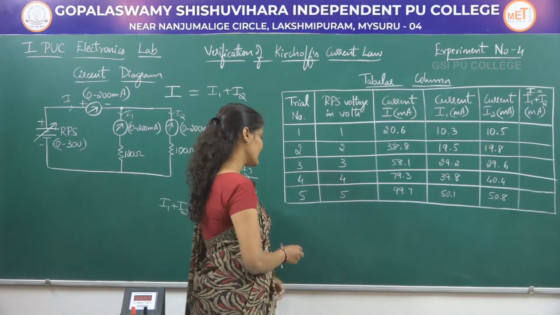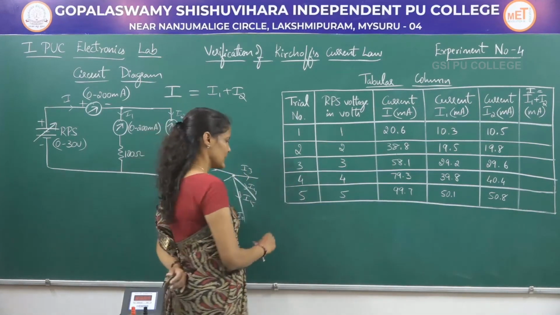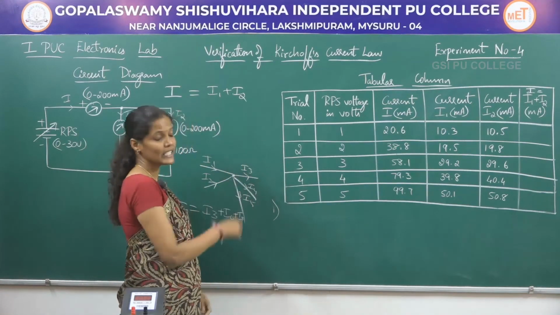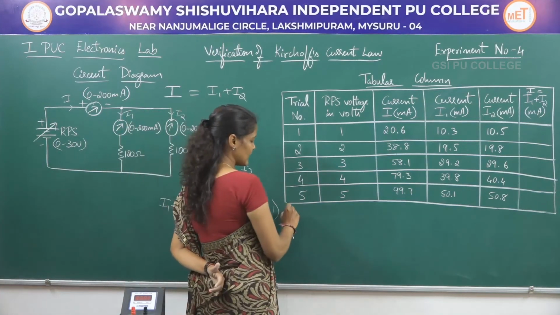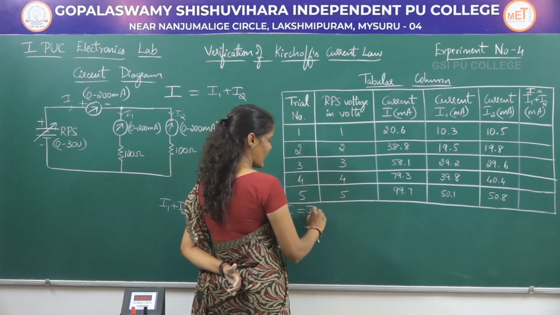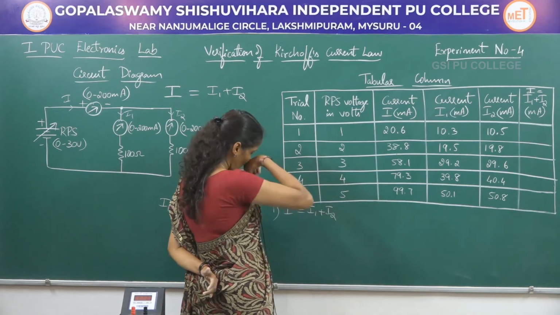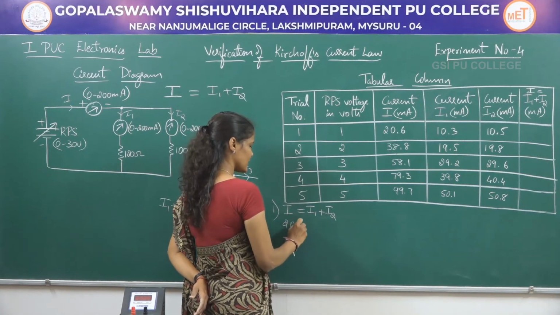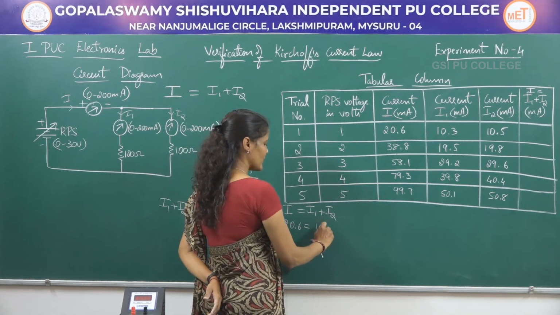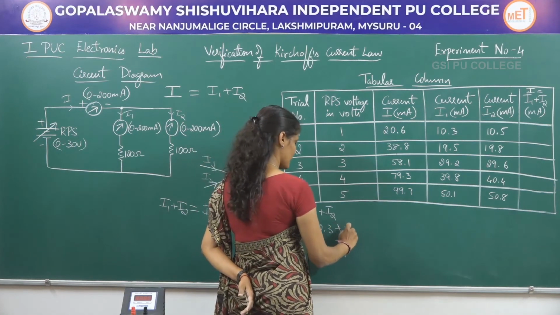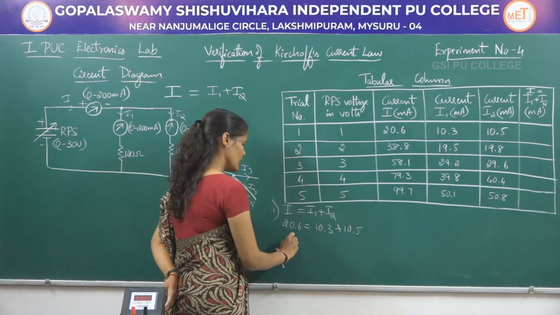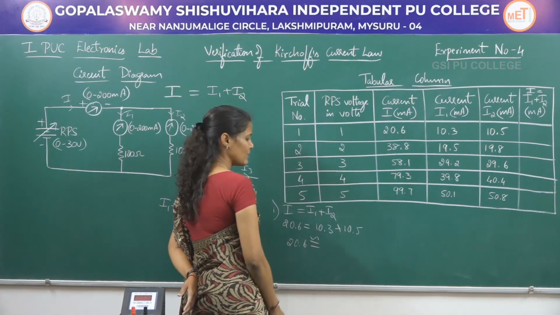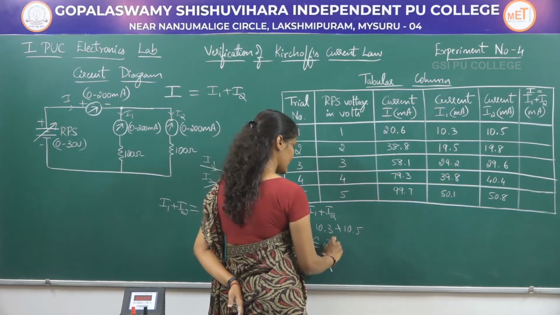I is equal to I1 plus I2. For that you have to do the calculation. Even though the calculations are simple, you have to show these calculations separately for each and every trial in the exams. So the total current I must be equal to I1 plus I2. For the first trial, I value is equal to 20.6, whereas I1 value is 10.3, I2 value is 10.5. The total current I is 20.6, but I1 plus I2 value is 20.8.